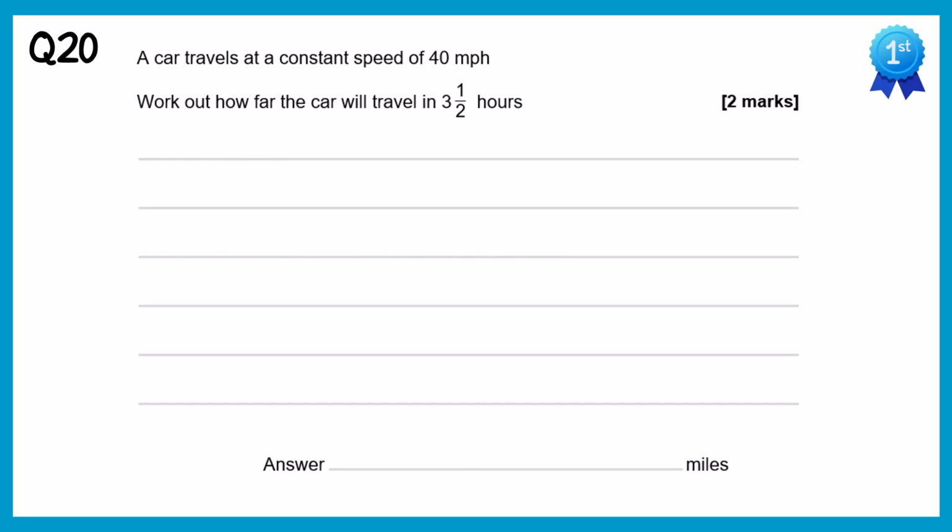In this question, we have a car that's travelling at a constant speed of 40 miles per hour, and we need to work out how far it will travel in 3.5 hours. To do this, we're going to use the link between speed, distance, and time. There's a formula which says speed equals distance divided by time. In this question, we're working out how far the car travels, which is a distance, so we need this to be distance equals. We can get that by multiplying both sides of this equation by time.